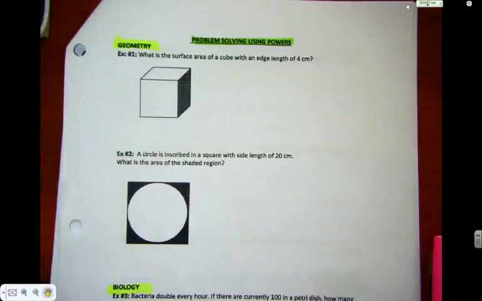Using powers, we're going to look at two different areas: geometry first, biology second. There are others, but these are just the two that the textbook focuses on, so I picked those to do examples. I'm calling the first one, I know it's crazy, the cube example. When you go to do the homework and you see a cube, you're going to flip back and you're going to have one that's exactly like it. They're just going to change the numbers.